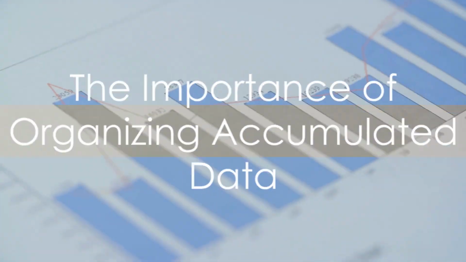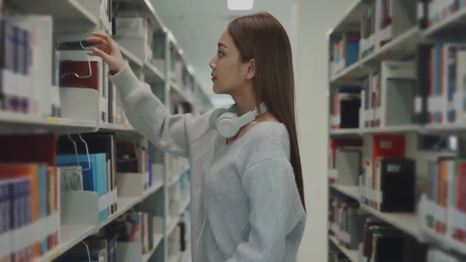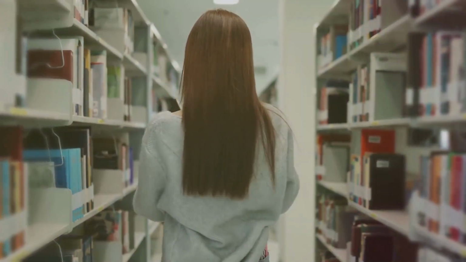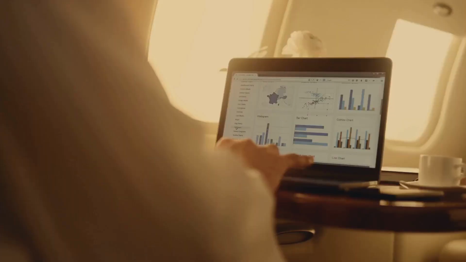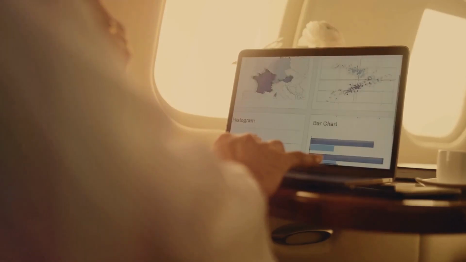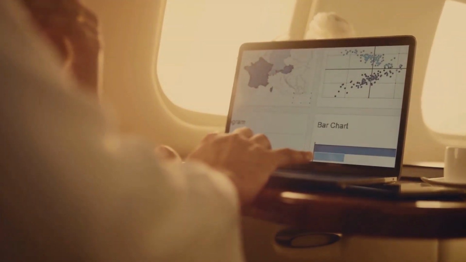Now, imagine a library. It's not just a collection of random books, is it? The books are organized, categorized, and stored in a way that makes it easy for you to find what you're looking for. Similarly, accumulation in business intelligence is not just about collecting data, but organizing it in a way that it can be easily accessed and analyzed.